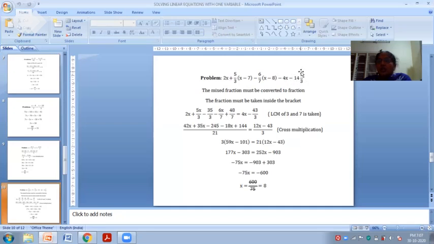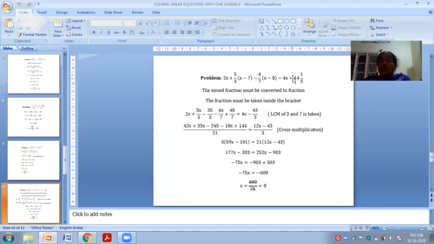So this is a mixed fraction. Mixed fraction means there are three terms here: 14, 1 by 3. So this should be converted into a simple fraction first. The mixed fraction must be converted to a fraction, and the fraction must be taken inside the bracket.